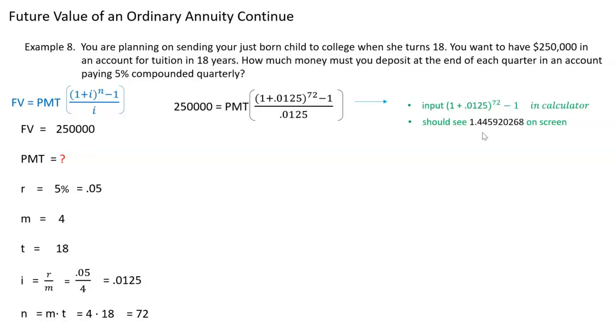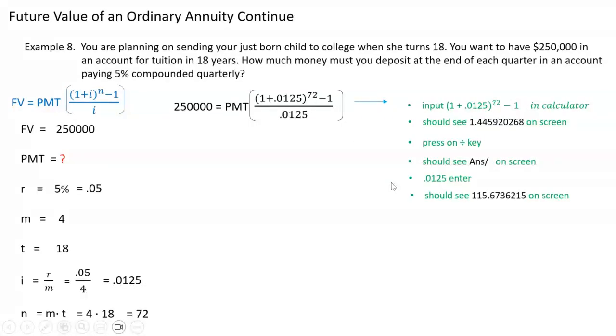1.445920268. Then you're going to hit the division key, and then you're going to enter 0.0125. And you should have 115.6736215 on your screen. And then here, guys, this whole amount on the right side is 115.6736215. Now you're going to hit the inverse key. When you hit the inverse key, this is what you should see on your screen. And then you're going to enter the 250,000.